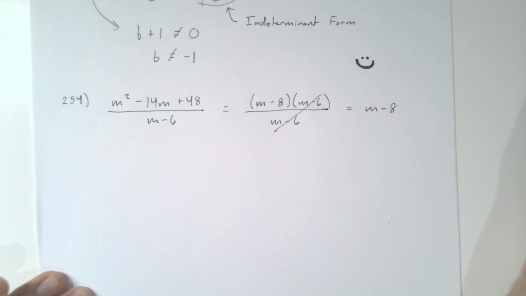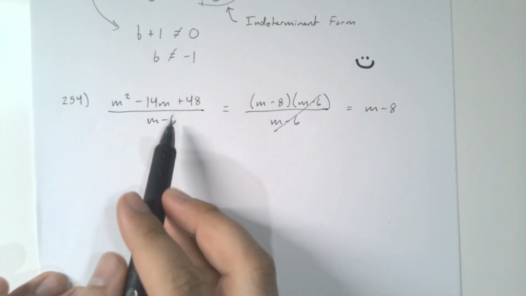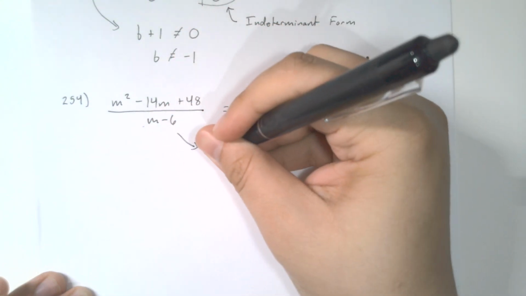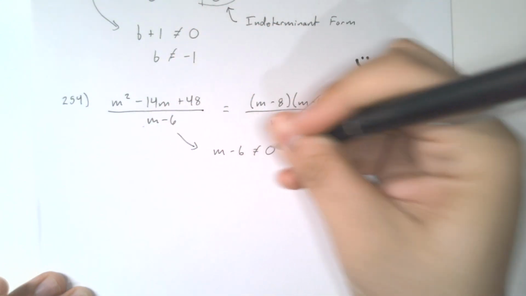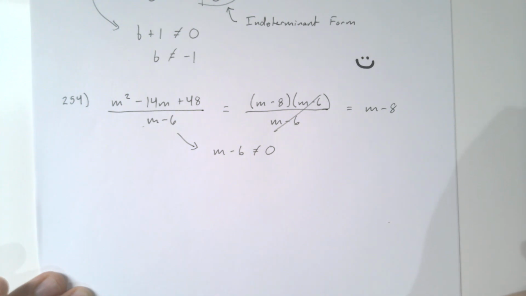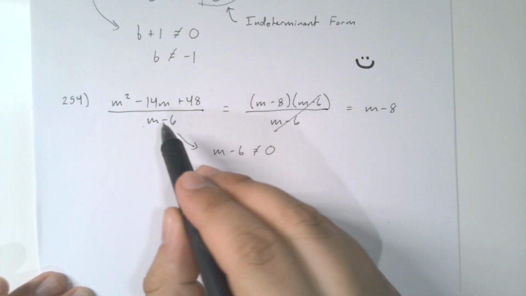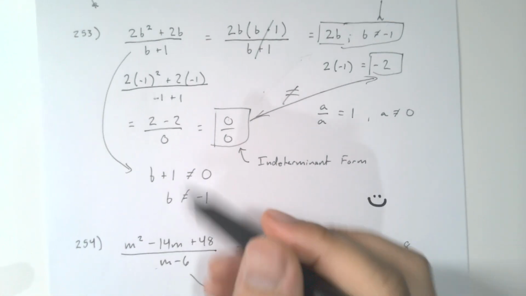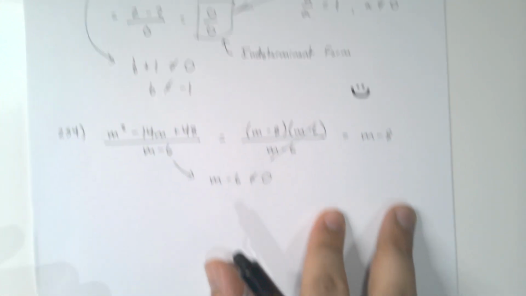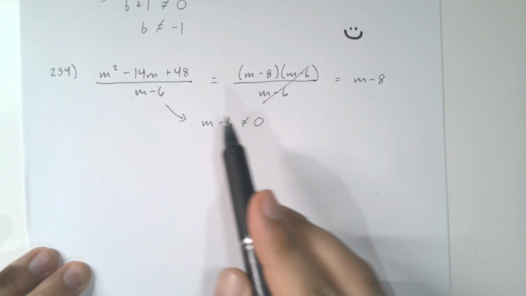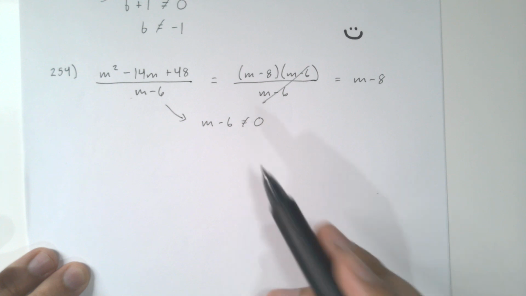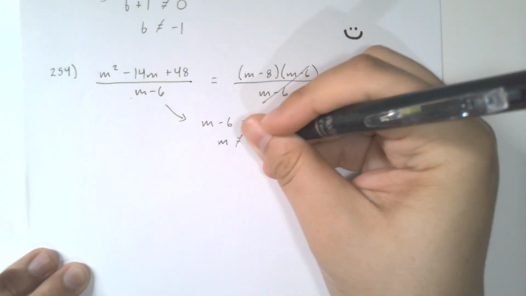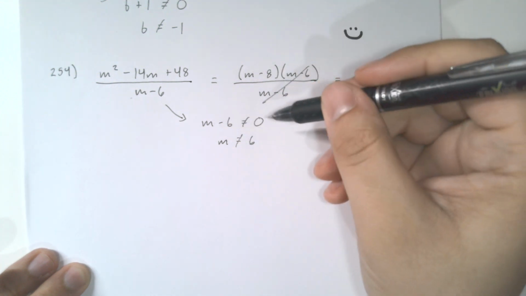And what about the excluded values? Well, we just take whatever the denominator is, and we say m minus 6 can't be equal to 0. If m minus 6 is equal to 0, then we divide by 0, and we can't do that. That's why we ran into an issue up here. So m minus 6 can't be equal to 0, so what does that mean? If we solve for m, that means m can't be equal to 6 if we add 6 to both sides.